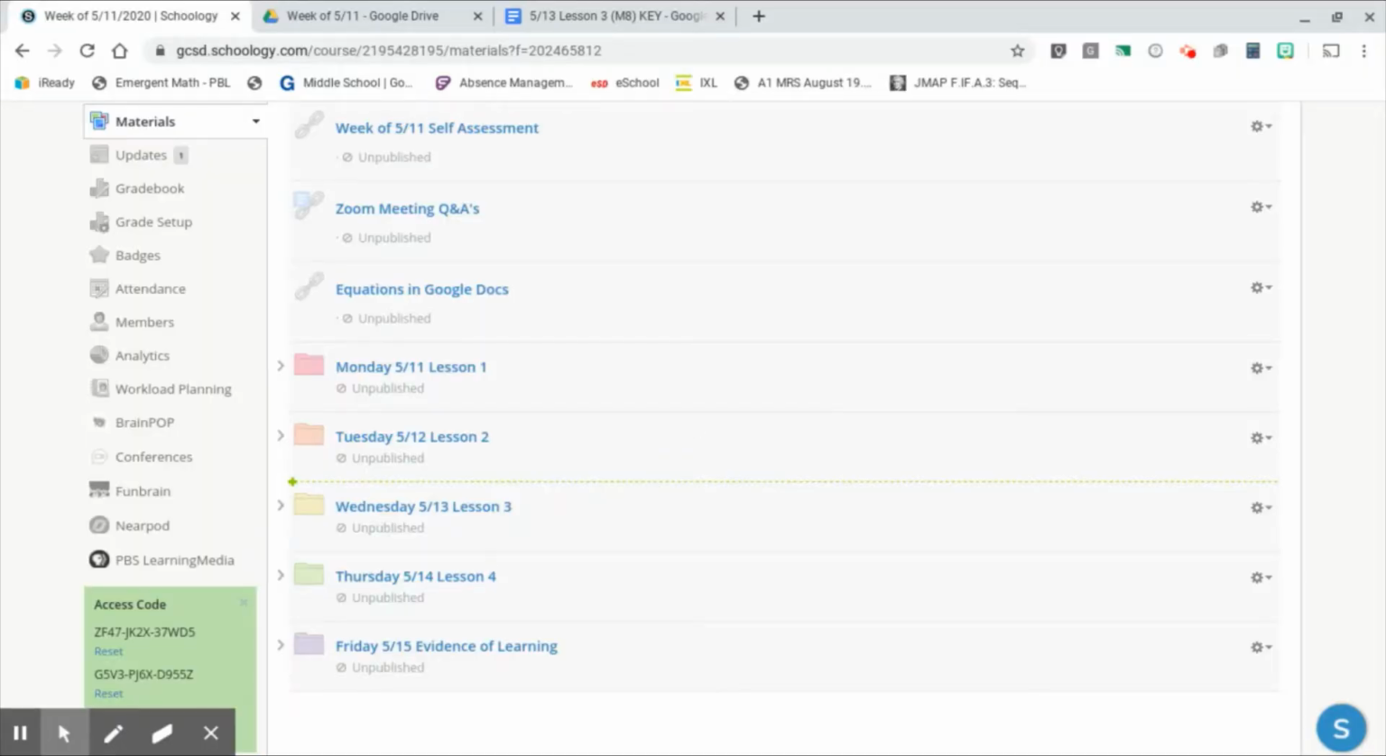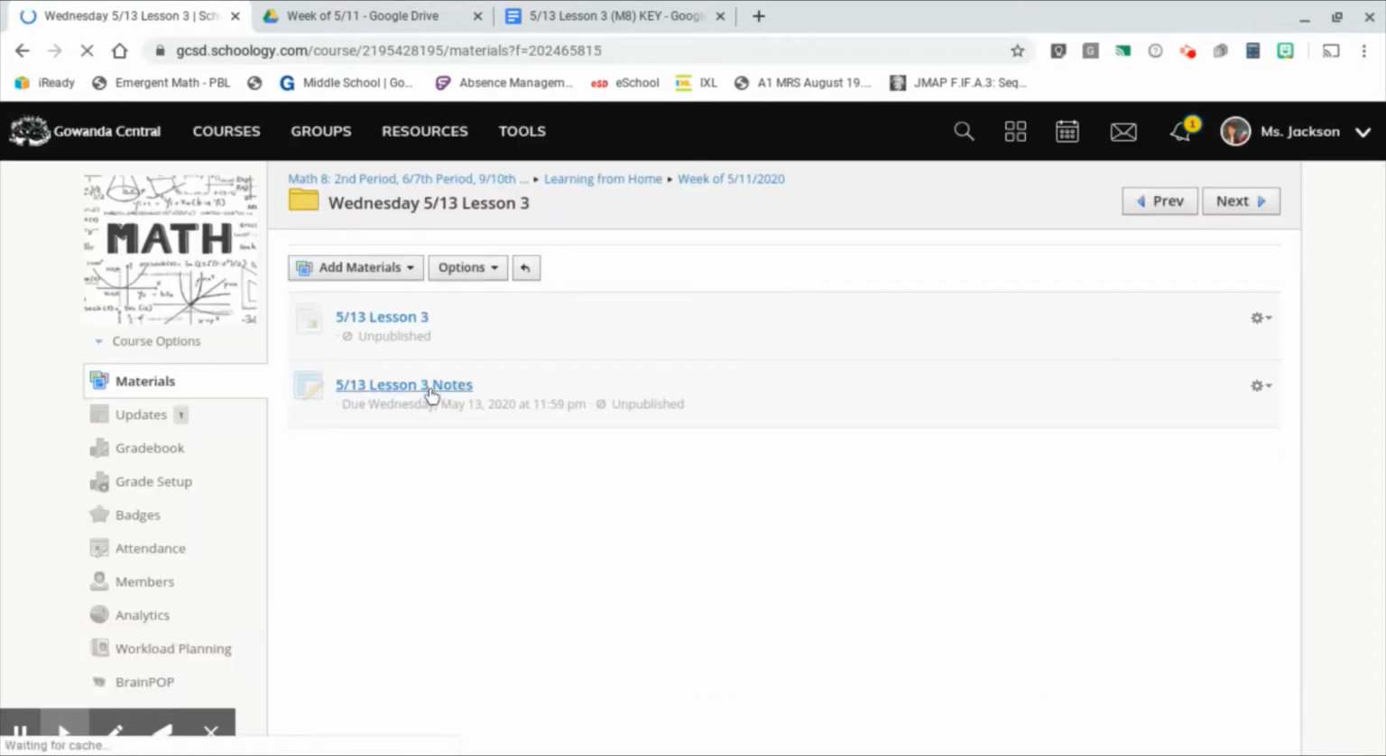Hi everyone, today we're working on lesson 3, perfect squares. You might already know what perfect squares are, but today we're going to reiterate that. So let's get started. Today's lesson 3, so I'm going to open up the Wednesday folder, clicking on today's notes.